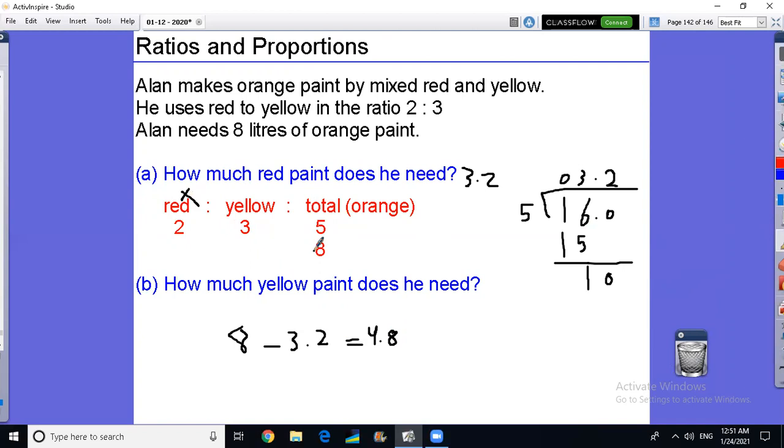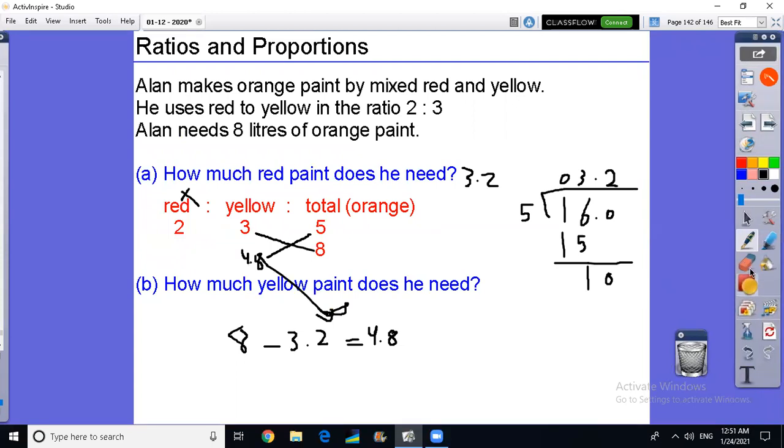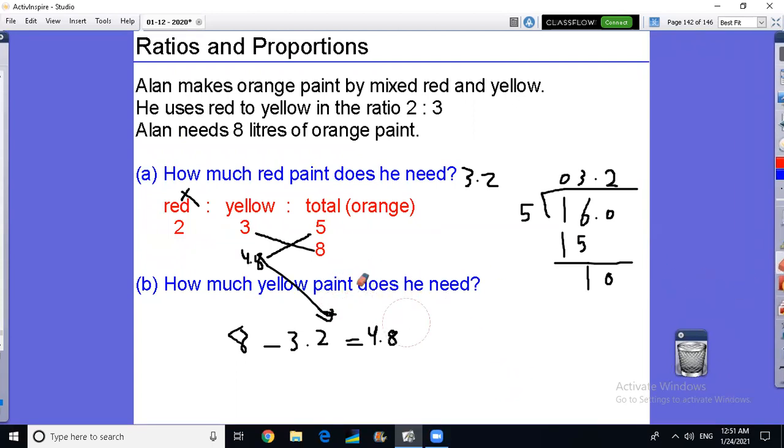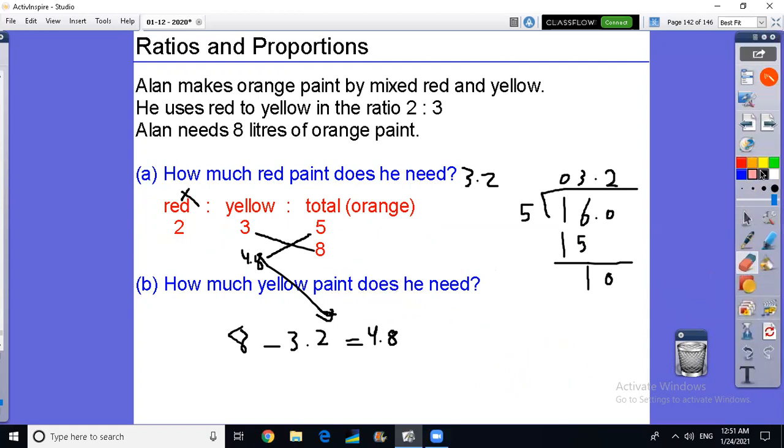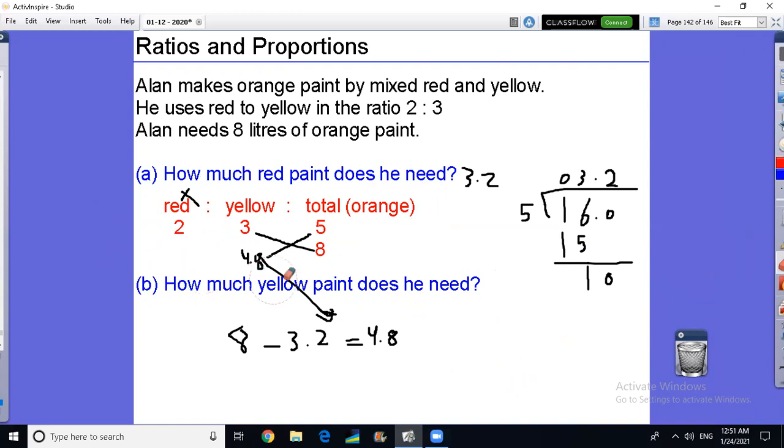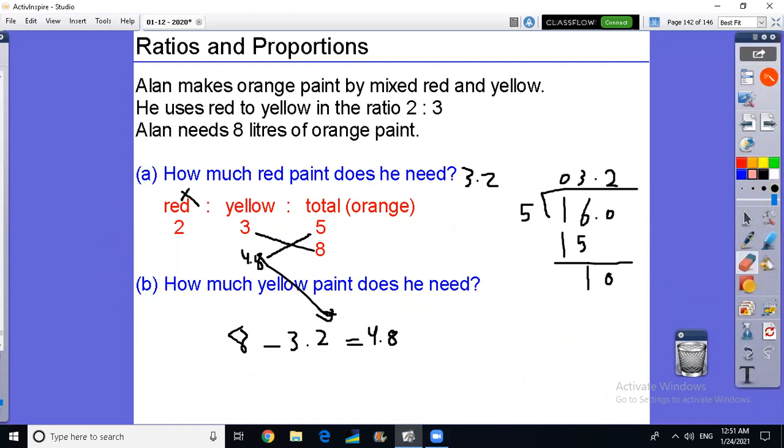the cross multiplication, 8 multiplied by 3, which is 24. 24, I divided it by 8. It's going to give you the same answer, 4.8 as well. It's going to give you also 4.8 for the yellow. Oh, sorry, guys. I'm really sorry about this mess. Okay, so it's going to give you here 4.8 also. Okay, guys, but there is actually no need to do all of this since you already had the red 3.2. We should just take 3.2 away from 8 from the total to give us the yellow.